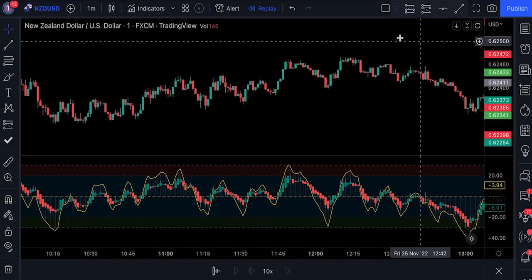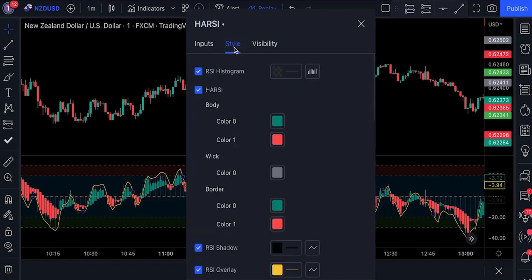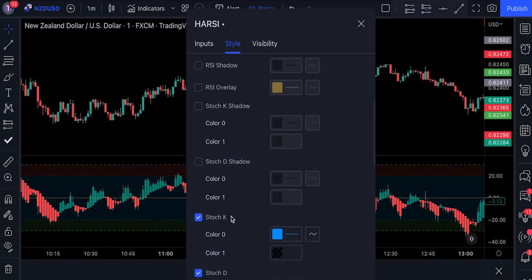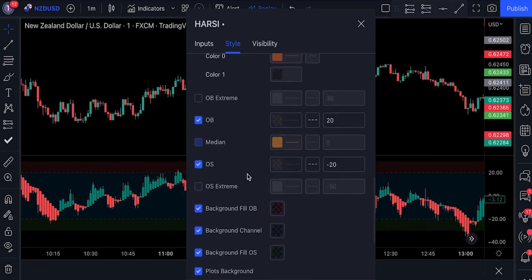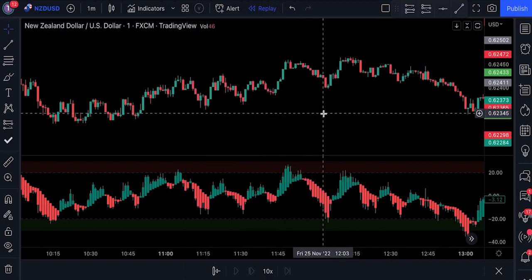Now let's double click on it, and in the input section change the length from 14 to 10 and the open smoothing from 1 to 5. Then head over to the style section and hide some of the options just like I'm doing right now. The reason I changed the settings is to make the indicator smoother and easier to read.